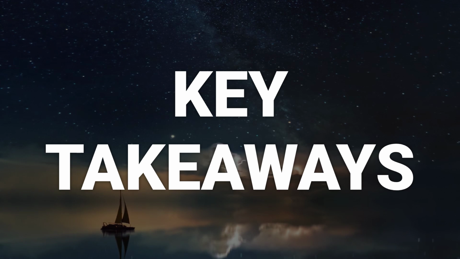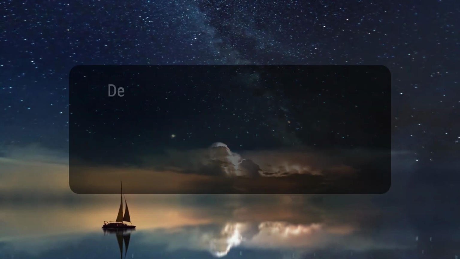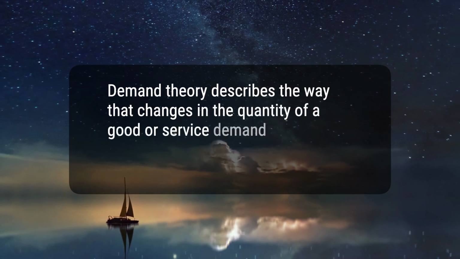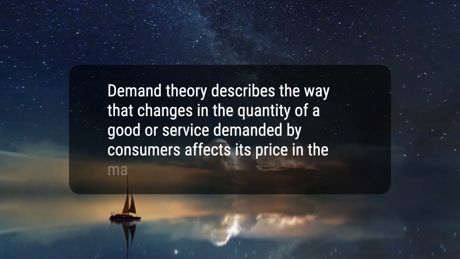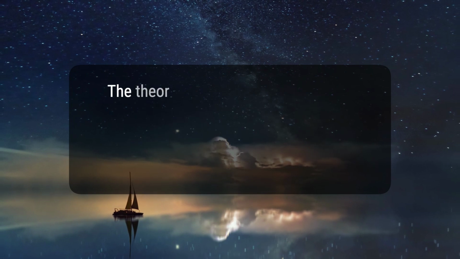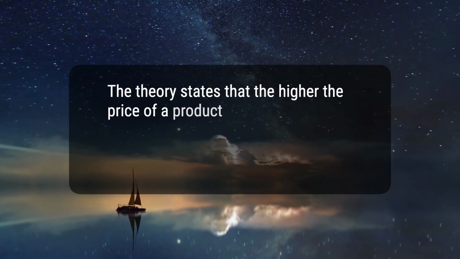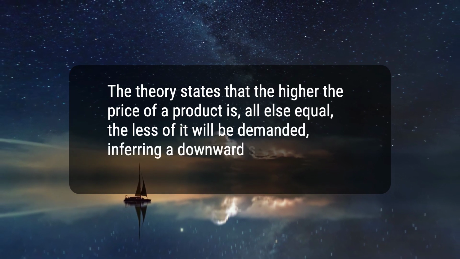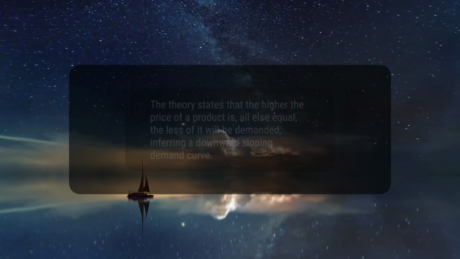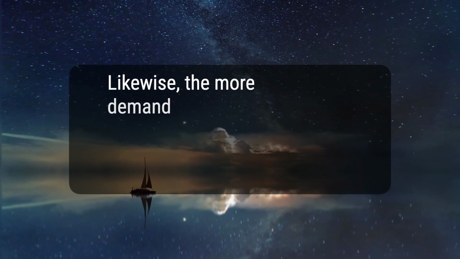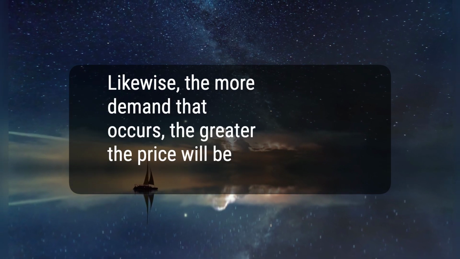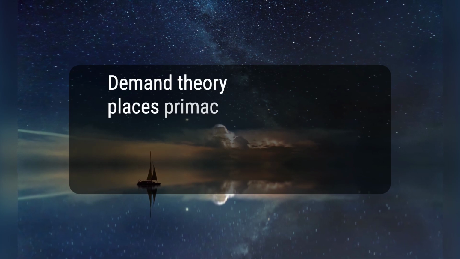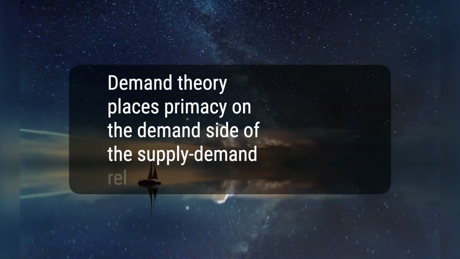Here are 4 key takeaways. 1. Demand theory describes the way that changes in the quantity of a good or service demanded by consumers affects its price in the market. 2. The theory states that the higher the price of a product is, all else equal, the less of it will be demanded, inferring a downward sloping demand curve. 3. Likewise, the more demand that occurs, the greater the price will be for a given supply. 4. Demand theory places primacy on the demand side of the supply-demand relationship.